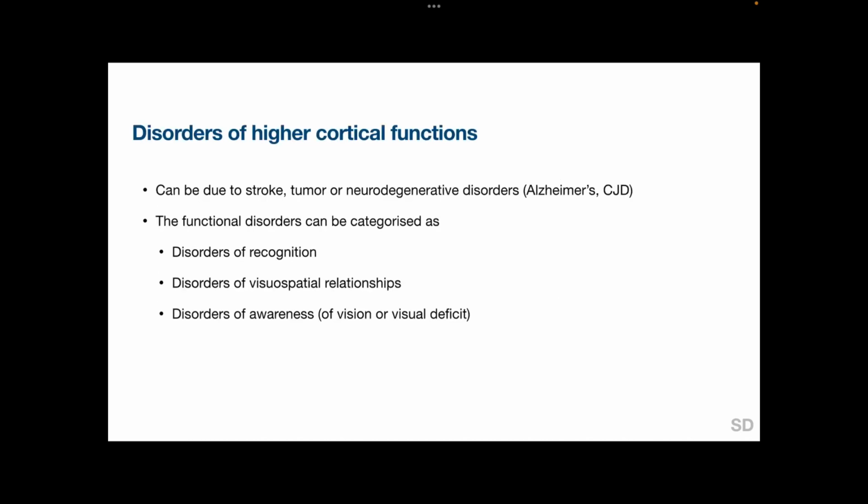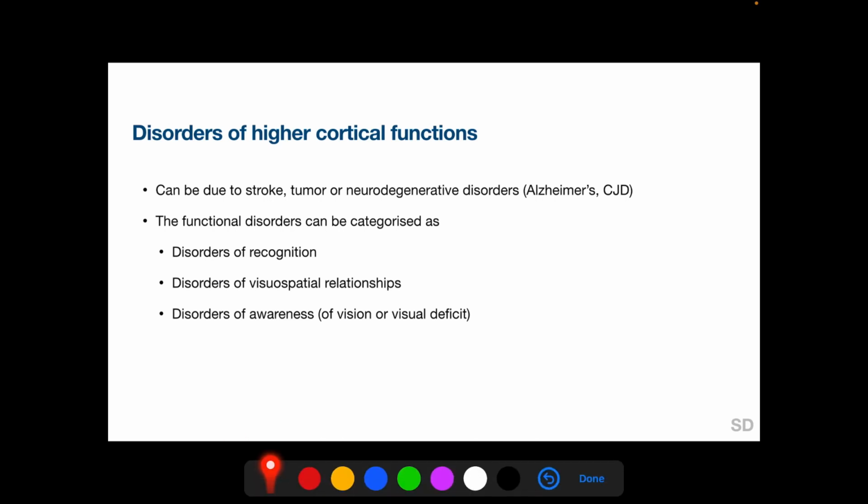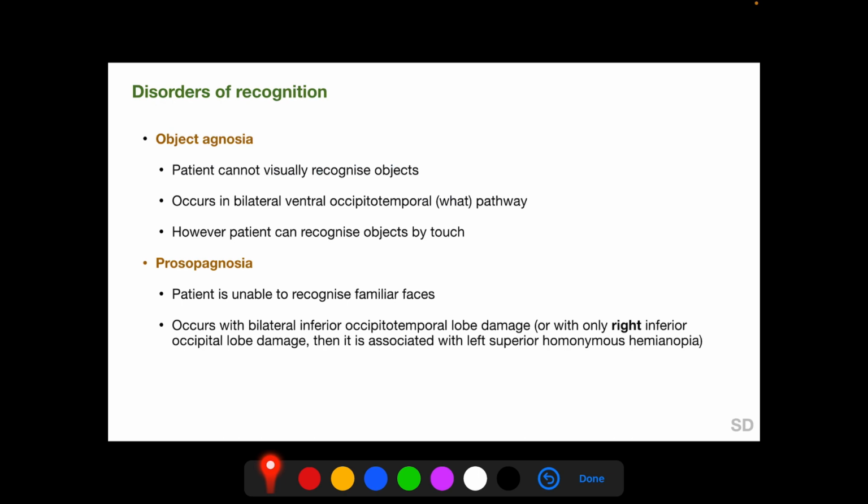So coming to the third part, that is disorders of higher cortical function, and this can be due to stroke, tumor or degenerative disorders such as Alzheimer and Creutzfeldt-Jakob disease. The functional disorders can be categorized as disorders of recognition, disorders of visuospatial relationships, and disorders of awareness. Awareness both of vision or awareness of visual deficit.